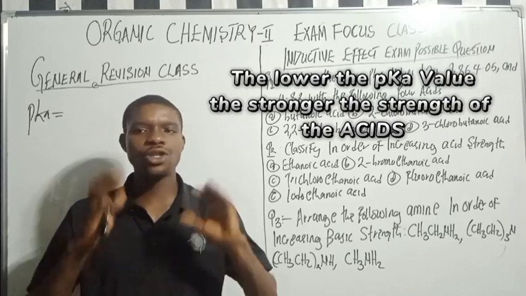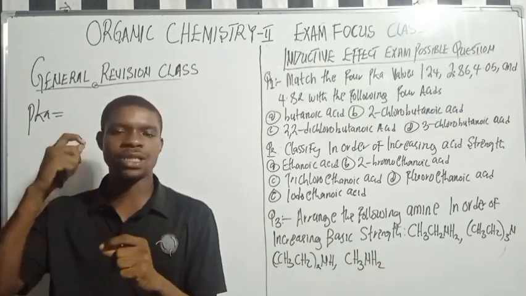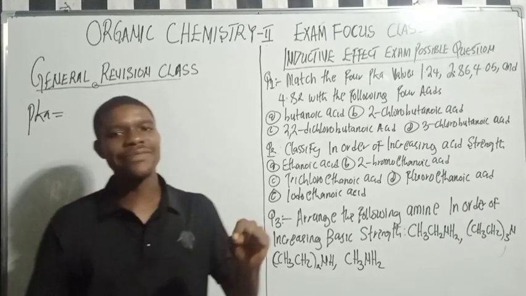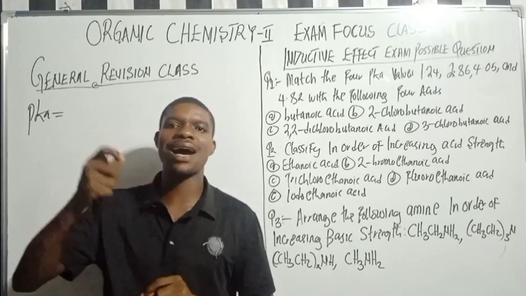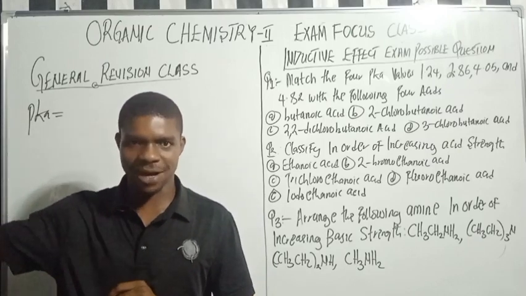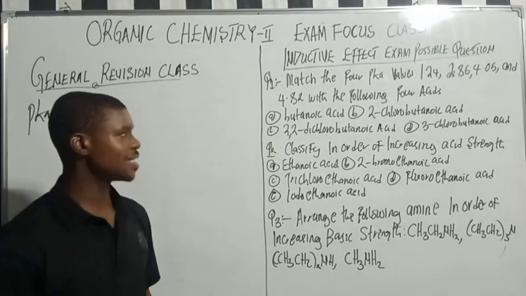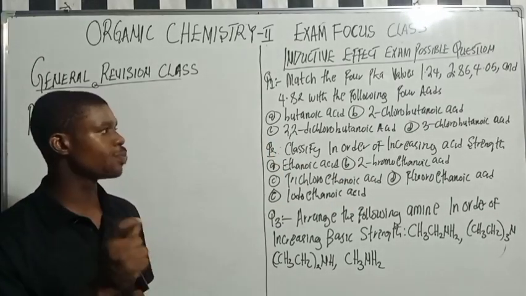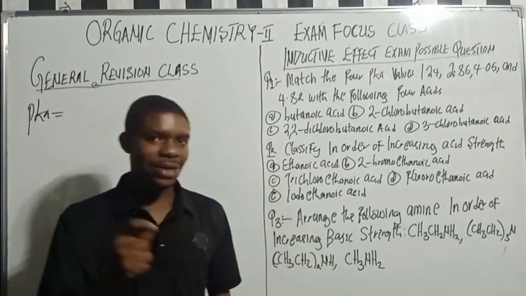So if you are comparing two acids together and you know the pKa values, the one that has the lowest pKa value is the strongest acid compared to the one that has the highest pKa value. Do you get that? Here we have 4 acids: butanoic acid, 2-chlorobutanoic acid, 2,2-dichlorobutanoic acid, and 3-chlorobutanoic acid.